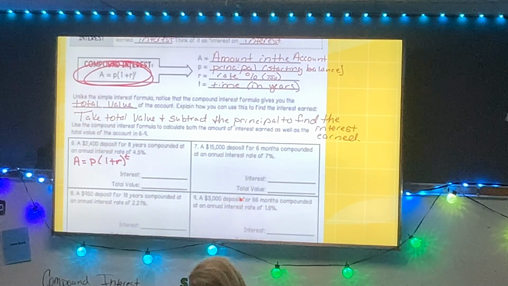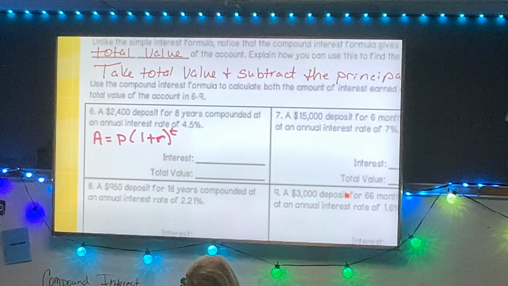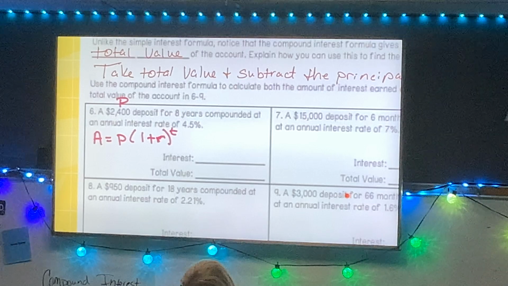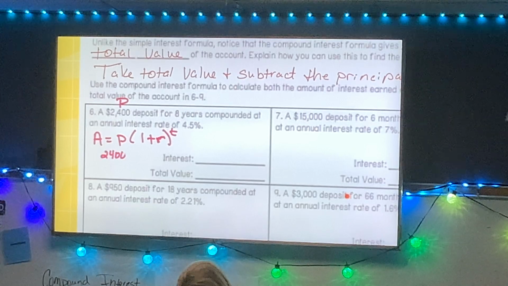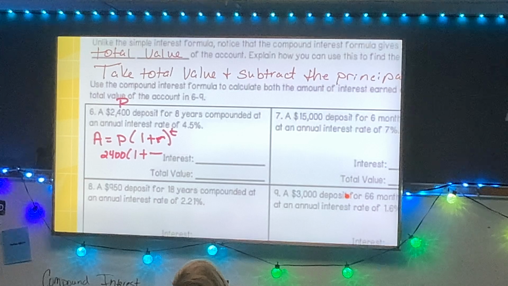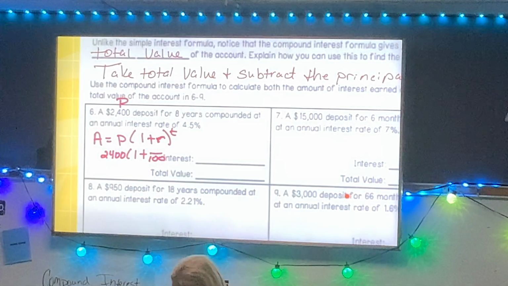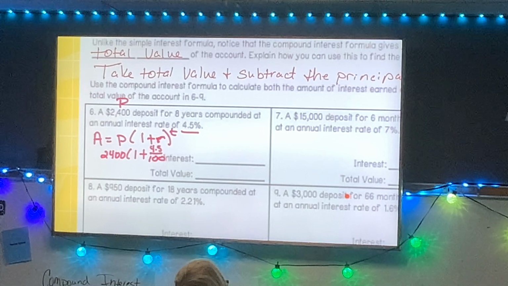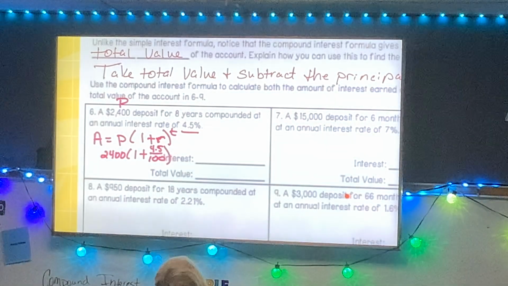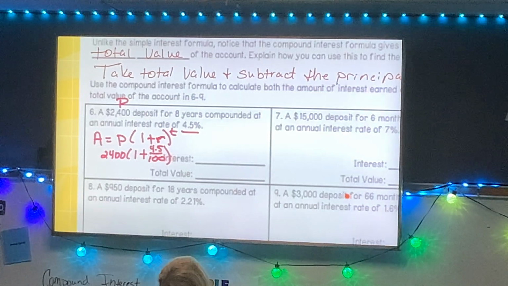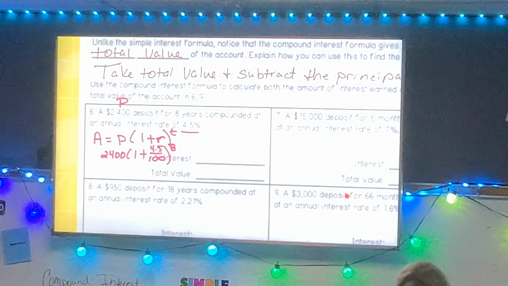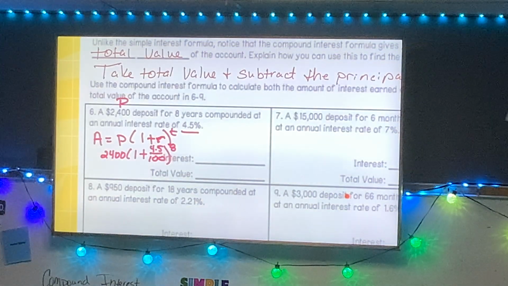So, your principal is your initial amount. It is your starting amount. We started with 2,400. So that is my P. My R is my rate, my percent. Remember, we've got to write all this before we can touch our calculator. And your years is 8 up in the air. So you have to write your equation and you have to plug your numbers in. So your paper should look like my paper.